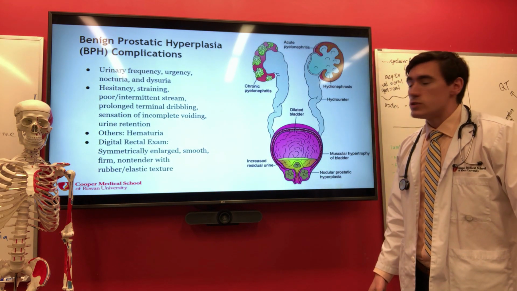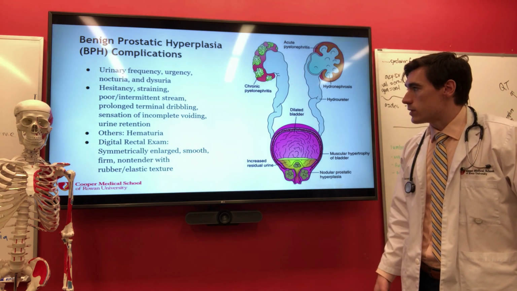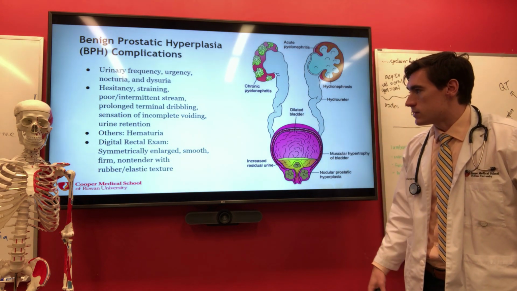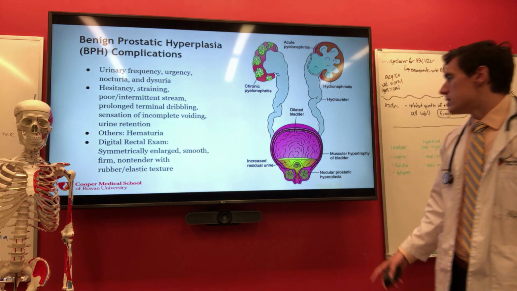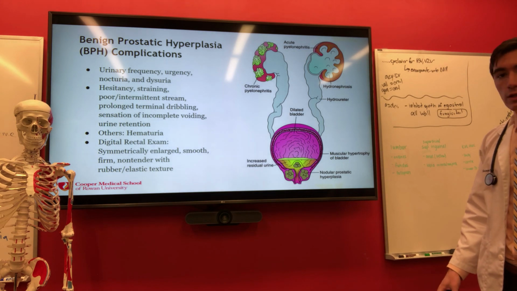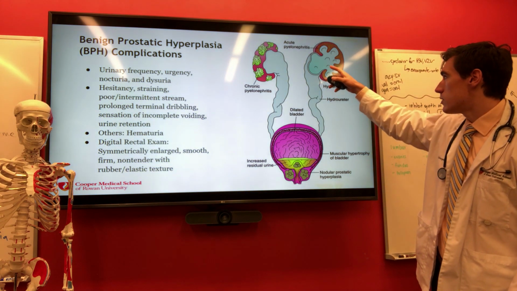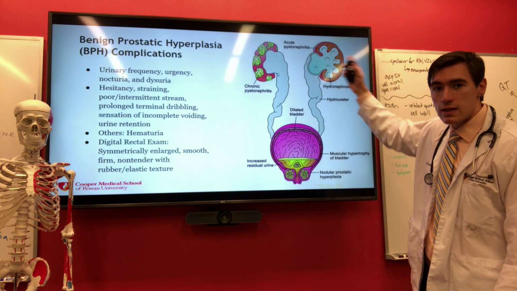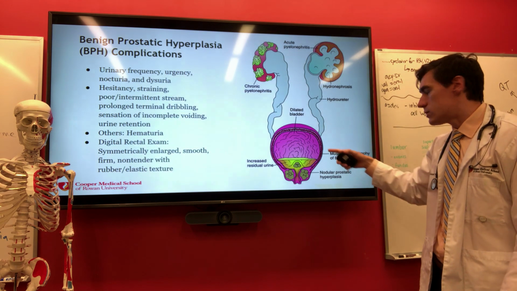So complications that you get with BPH are typically related to compression of the urethra. We already talked about some of these symptoms. One of the other things that can occur is with increased urinary retention, this can result in increased reflux up through the ureters. Remember, the ureters connect the kidneys to the bladder.